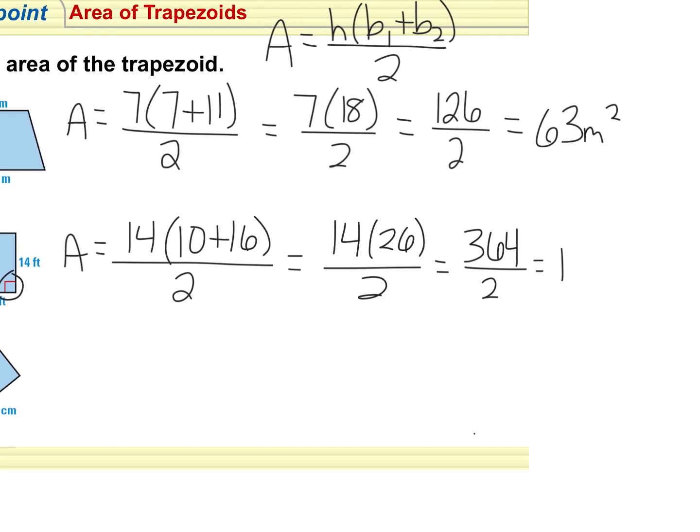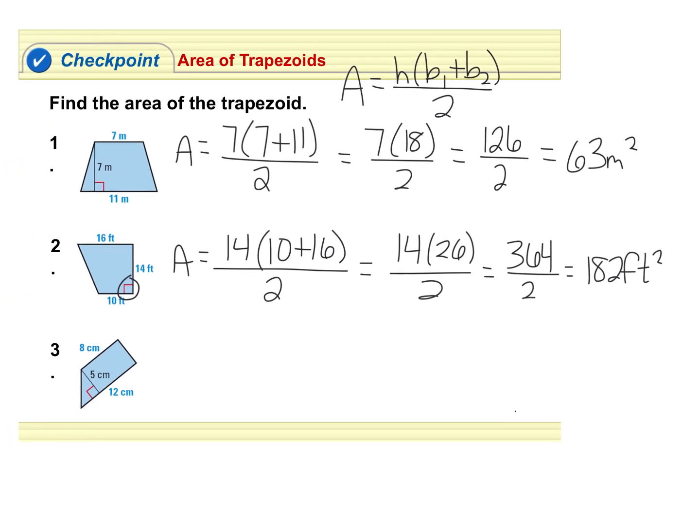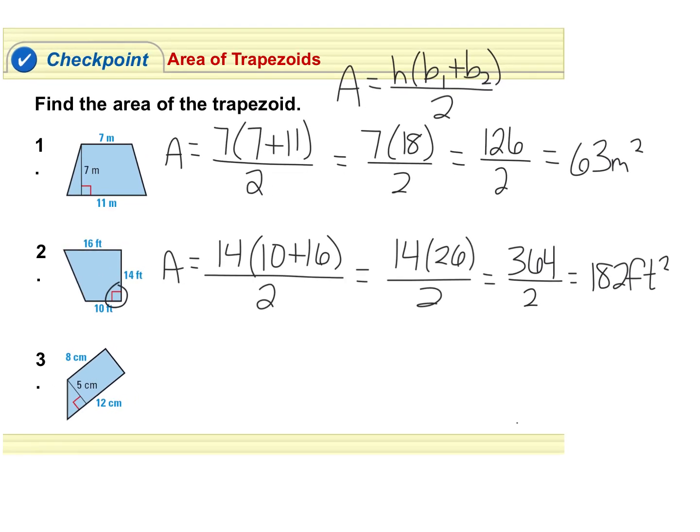182. What am I forgetting? Label. Feet squared. Good. Wait, should you always put squared? If you're looking for area, always put squared. Yep, so if it's asking you for area, you need the squared on your label. Because when people talk about the area of a house, they talk about, oh, it's 1,500 square feet. They're talking about the area of the floor plan. Okay? That's why they have square feet.